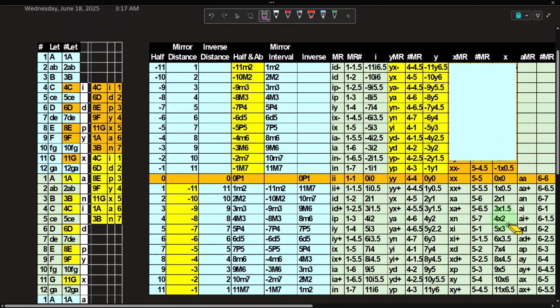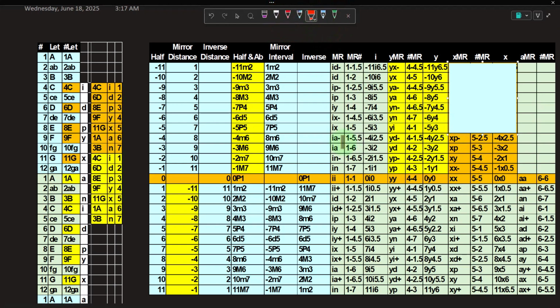Okay. Let's keep it rolling. Don't stop it from rolling. I started rolling it on purpose. I want it to roll. Trying to stop the roll.